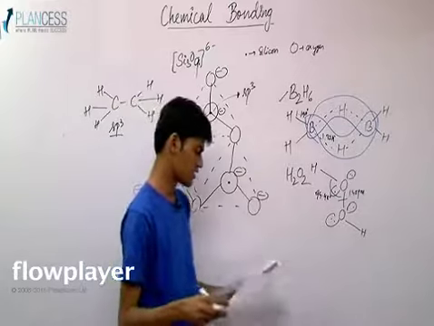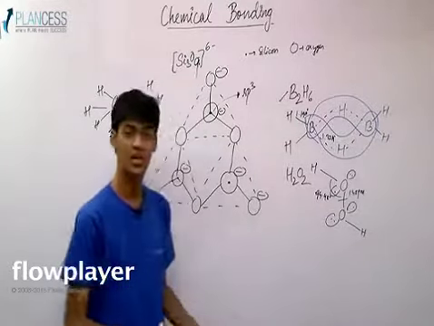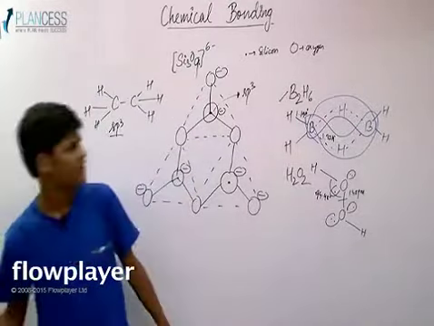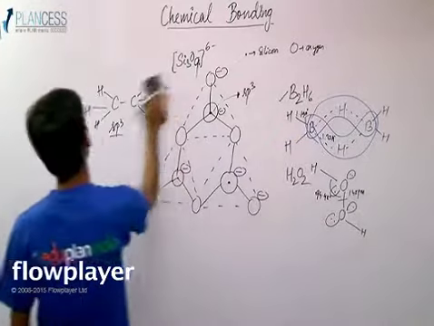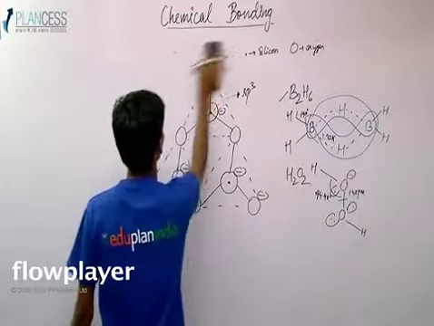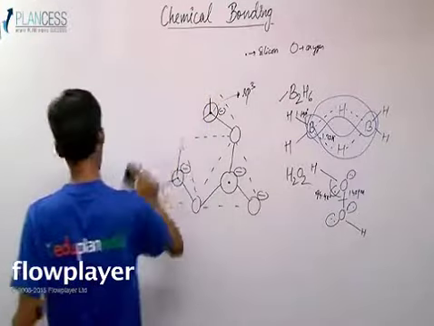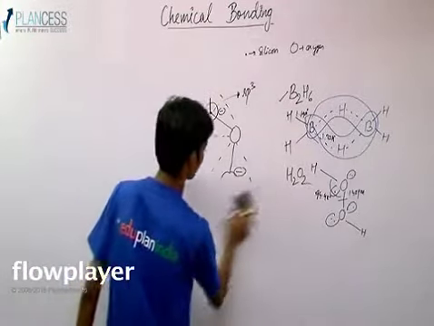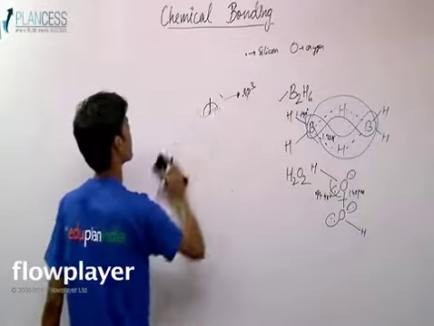Then we come to sp3d. A few points I have told you about sp3d: the d orbital involved in the hybridization is dz square, and if a lone pair is to be placed, it should be placed at the equatorial position.